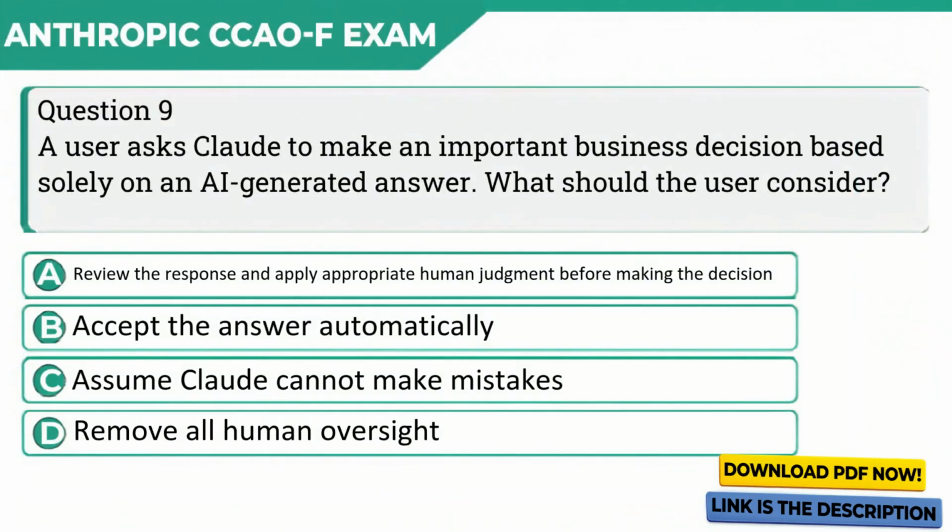Question 9. A user asks Claude to make an important business decision based solely on an AI-generated answer. What should the user consider? A. Review the response and apply appropriate human judgment before making the decision. B. Accept the answer automatically. C. Assume Claude cannot make mistakes. D. Remove all human oversight.